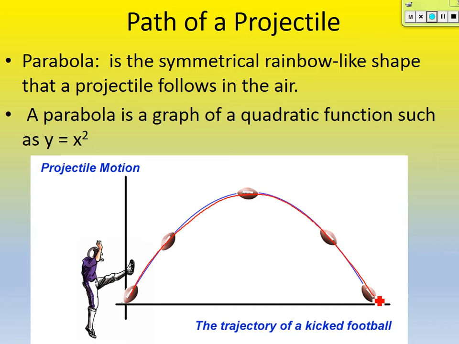Okay, a parabola is a graph of a quadratic function. Because it's a quadratic function, if you were to graph y is equal to x squared, it's going to follow the same sort of parabola-like shape, and that's the reason. It's a quadratic function.